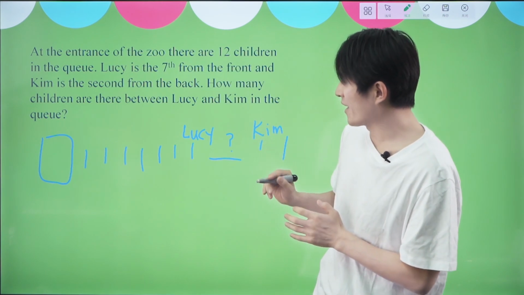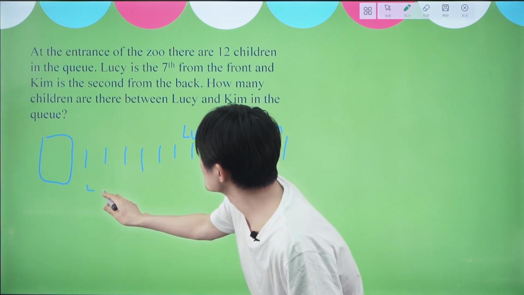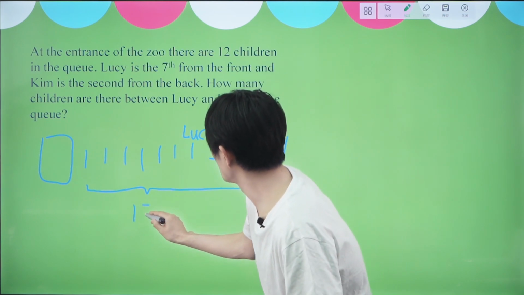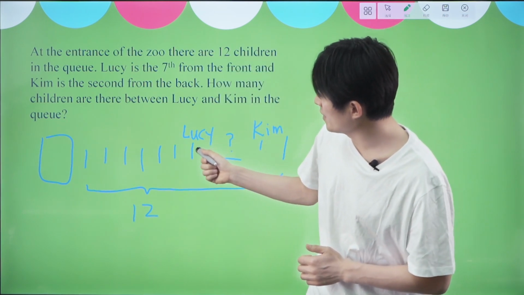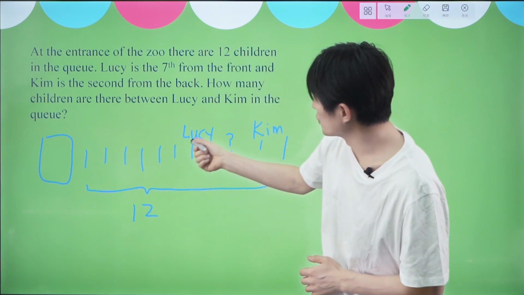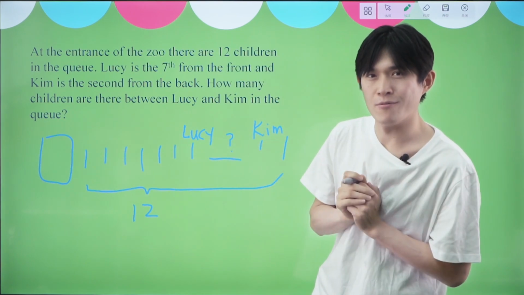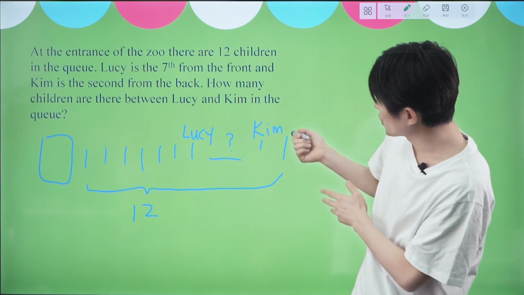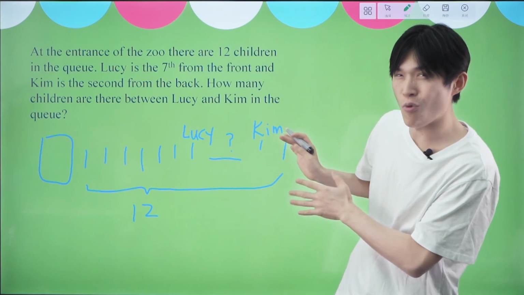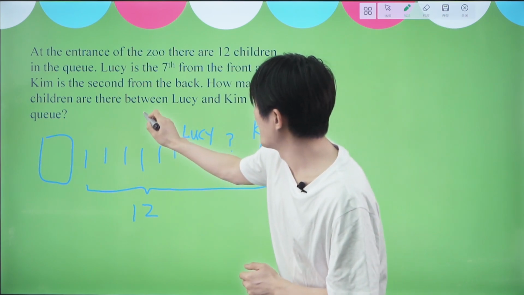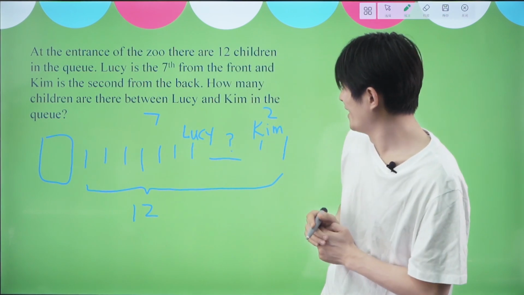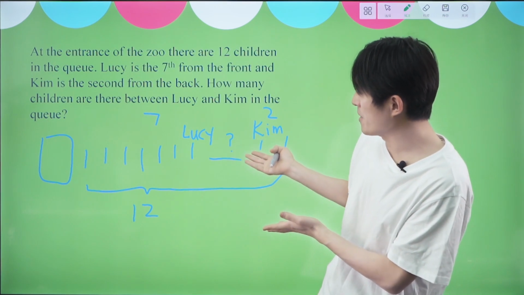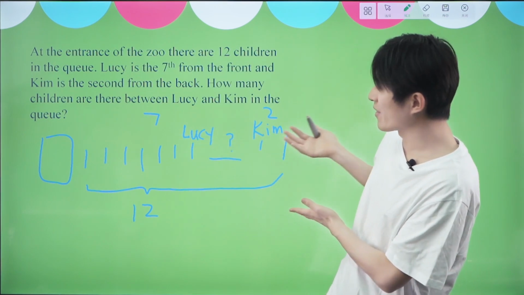So we do know that there are 12 children in the queue. 12 here. And here, from the beginning to Lucy, there are 7 people. And from the end of the queue to Kim, there are 2 more people. So 7, 2. So what is the number? The number will be the rest of the people other than the 7 and the 2.